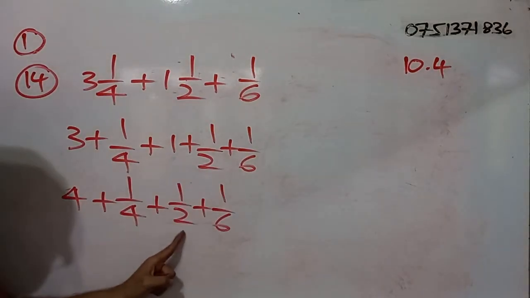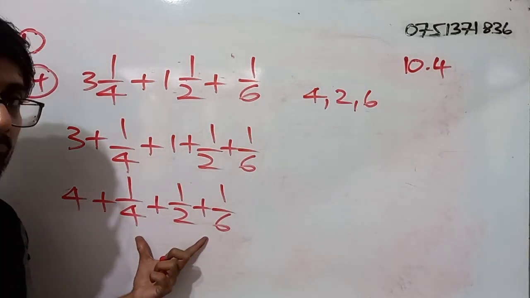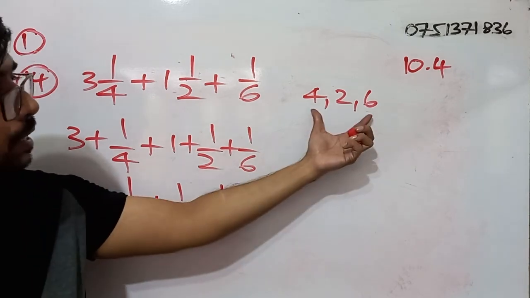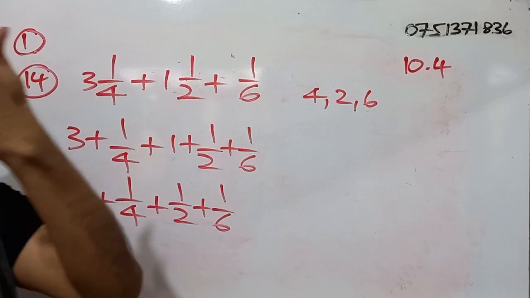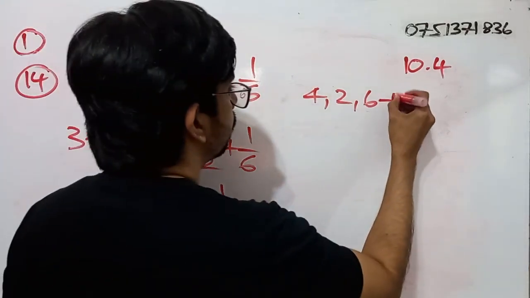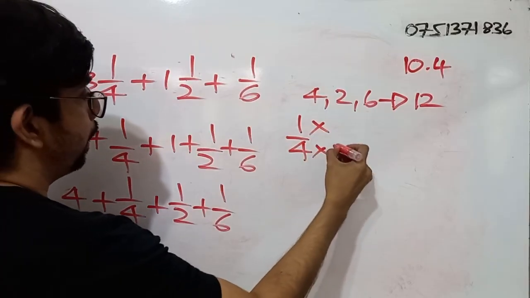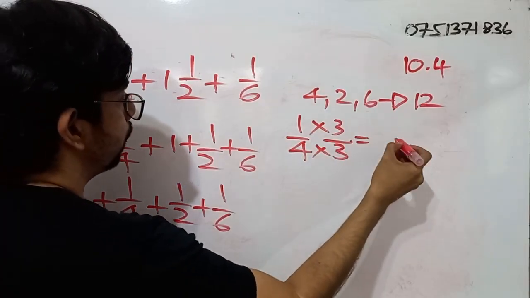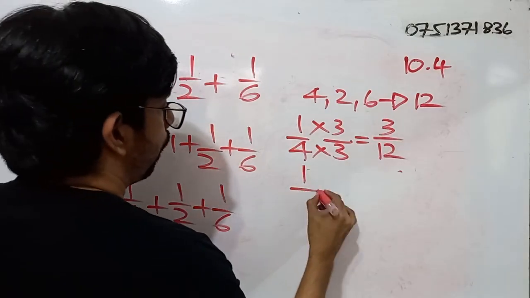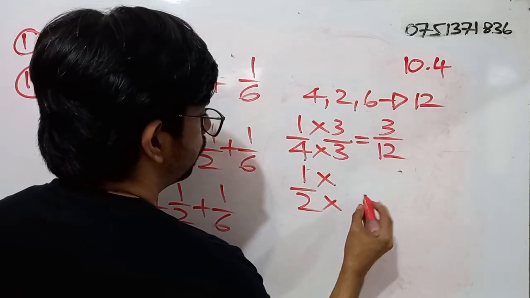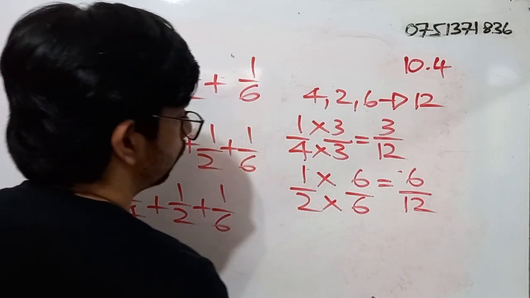So now we have to add these three fractions. So these three fractions are unequal fractions. So these are the denominators. So it is easier for us to consider the LCM, right? So what will be the LCM? 12. So 1 by 4, I'll multiply both denominator and numerator by 3. So this becomes 3 by 12. So 1 half, I'll multiply both numerator and denominator by 6. So this becomes 6 by 12.